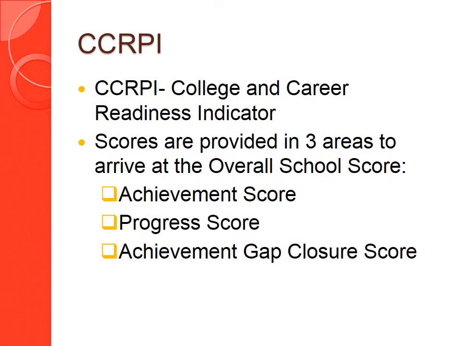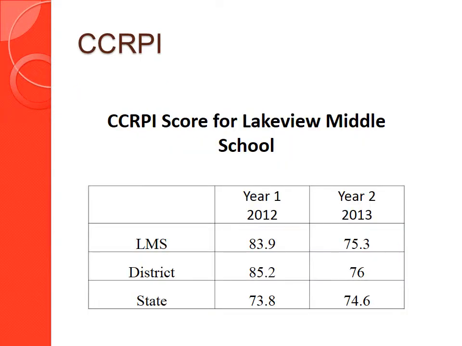Now let's look at our CCRPI, or the College and Career Readiness Performance Index. Of course, this overall score is given based on 3 areas: the achievement score, the progress score, and the achievement gap closure score. You're going to notice on this table we are comparing the 2012 and 2013 years with our school, Catoosa County School District, and the state.